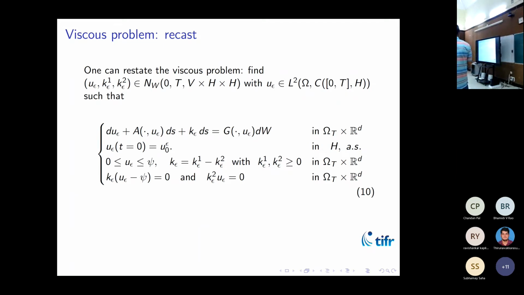And then first of all, u epsilon is required to be inside the obstacle. This K epsilon is nothing but the difference of K epsilon 1 and K epsilon 2. And then another thing is that you see K epsilon 1, the product with u epsilon minus psi is 0. So that means K epsilon 1 has support only when u epsilon is hitting the obstacle phi. K epsilon 2 at the same time, yeah.